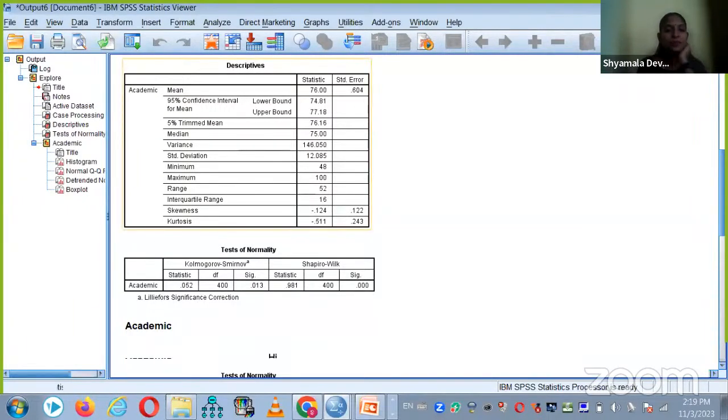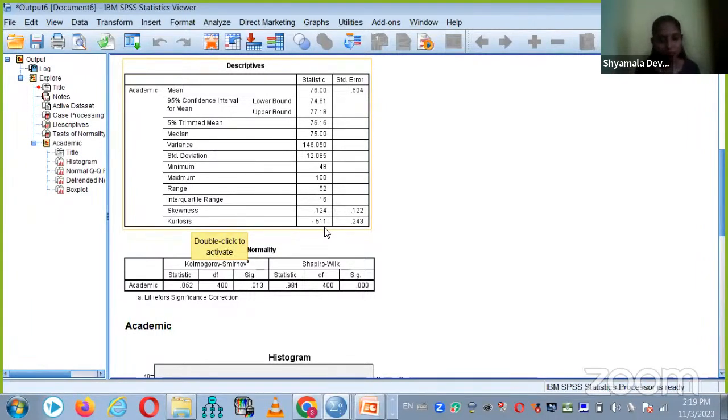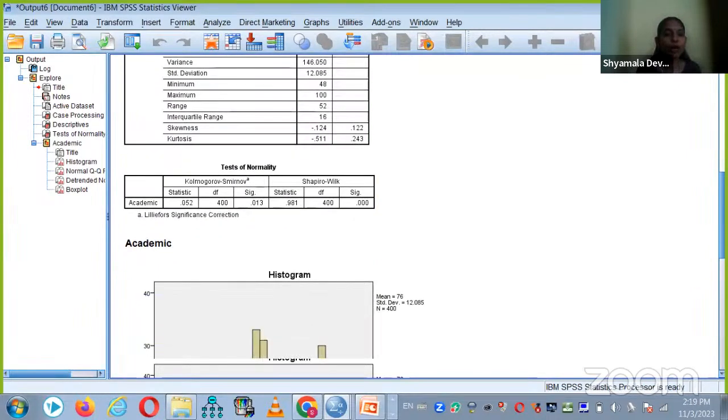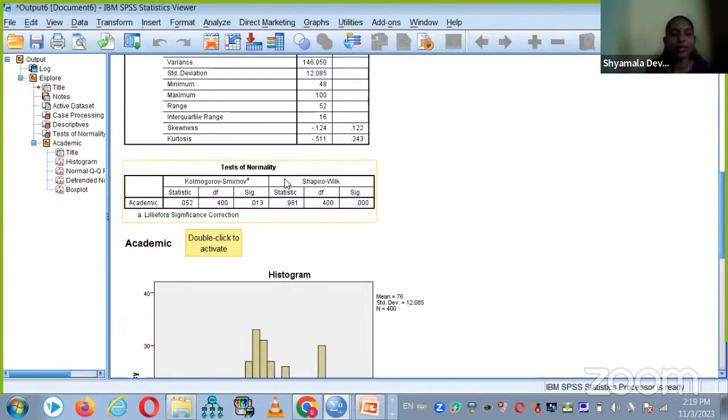See, here the skewness is minus 0.124 and the kurtosis value is also minus 0.511. So here, under tests of normality, we have both the tests, that is the Kolmogorov-Smirnov test and the Shapiro-Wilk test. As I told you already, the first one is for large samples and the second for small size samples. So we are supposed to check the values given.